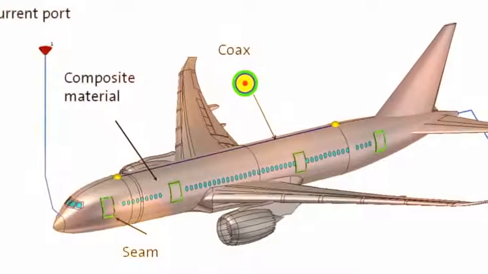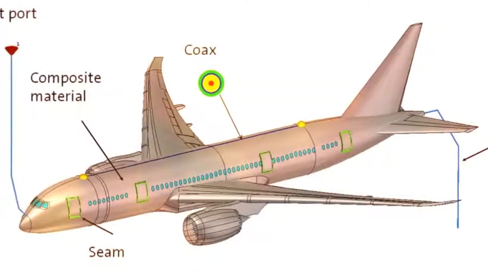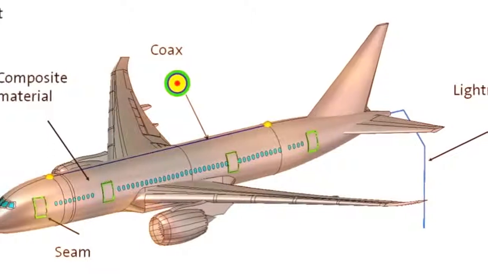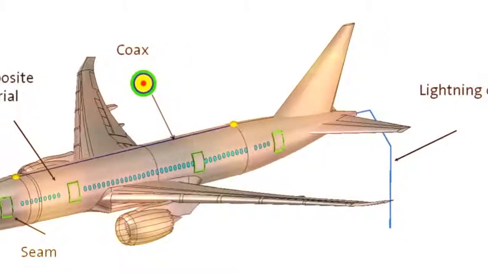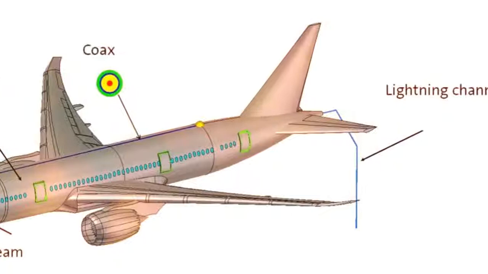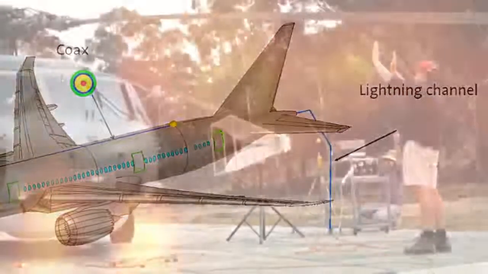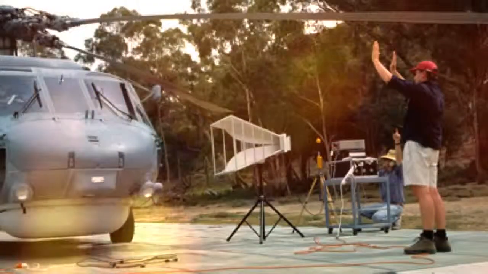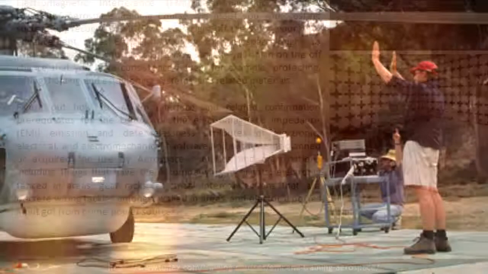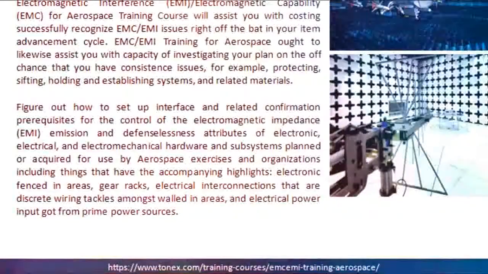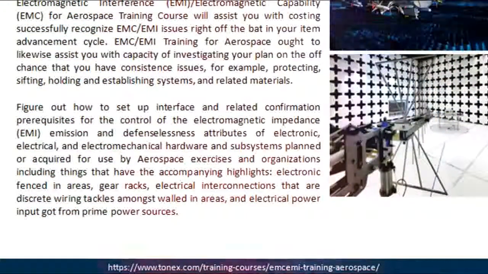Learn how to set up interface and related verification requirements for the control of the electromagnetic interference, EMI, emission and vulnerability characteristics of electronic, electrical, and electromechanical equipment and subsystems designed or acquired for use by aerospace activities and organizations, including items that have the following features: electronic enclosures, equipment racks, electrical interconnections that are discrete wiring harnesses between enclosures, and electrical power input derived from prime power sources.